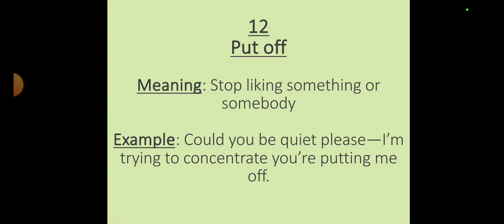Put off means stop liking something or somebody. Can you be quiet please? I am trying to concentrate, you are putting me off. Okay, it means you are annoying somebody. So putting off is used in that sense if you are getting annoyed by someone.